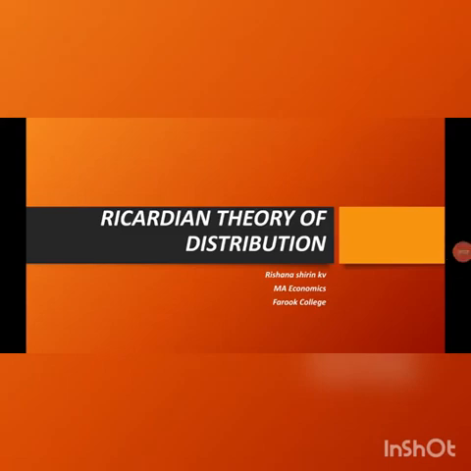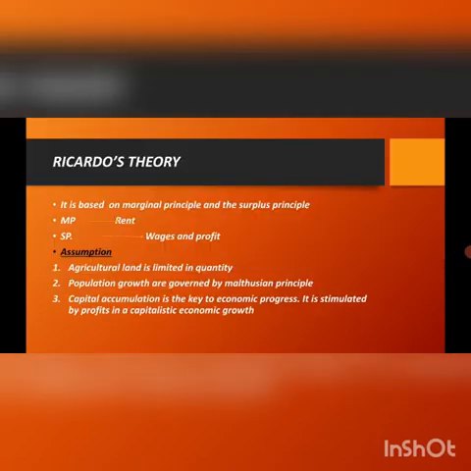Dealing with the Ricardian theory of distribution. The theory is based on the marginal principle and the surplus principle, whereas the marginal principle explains the concept of rent and the surplus principle explains the division of the remaining share between wages and profit.